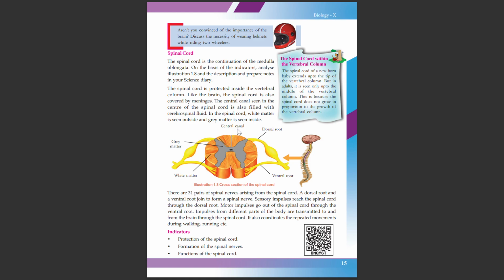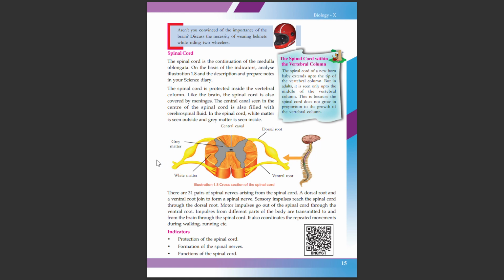Then it has white matter seen outside and gray matter seen inside. This is gray matter and the outside part is called white matter. And this is the ventral root, that is the front root, and the dorsal root. See, the brain is connected to the spinal cord like this. It looks somewhat like a worm, right?